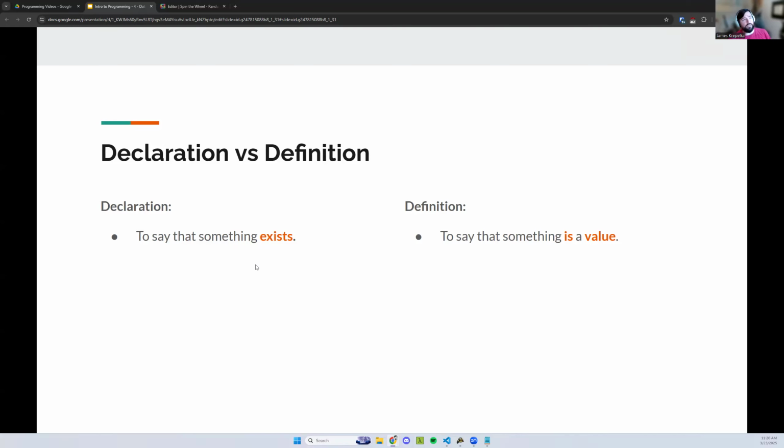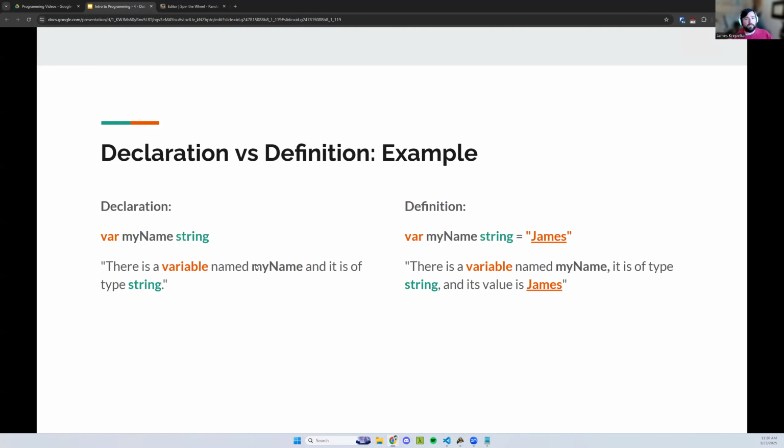So a declaration is saying there is a variable named X that is an integer. I just made a box. I am declaring that a box exists. Now, if I wanted to define it, I'd say, hey, there is a variable named Y that is an integer, and it's the value 5. Right? I am defining a variable. I am saying it exists and giving it a value. And here's how it looks in code. I would say there is a variable, a var, named my name, and it is of type string. So a string again means what?